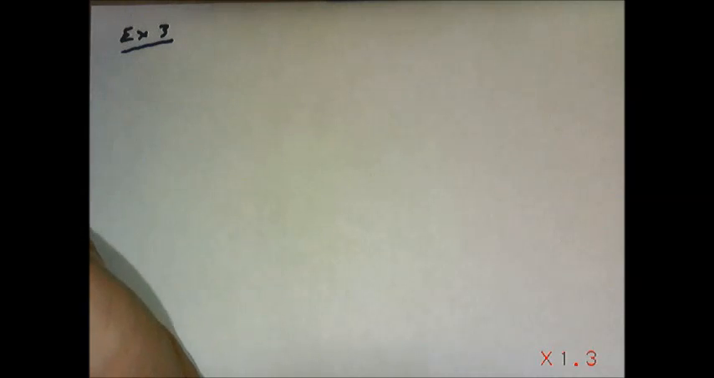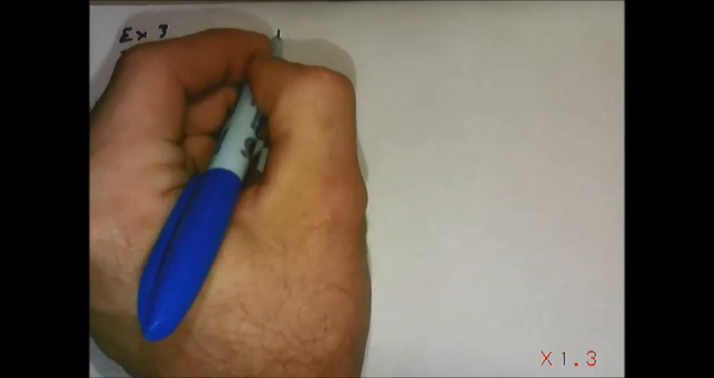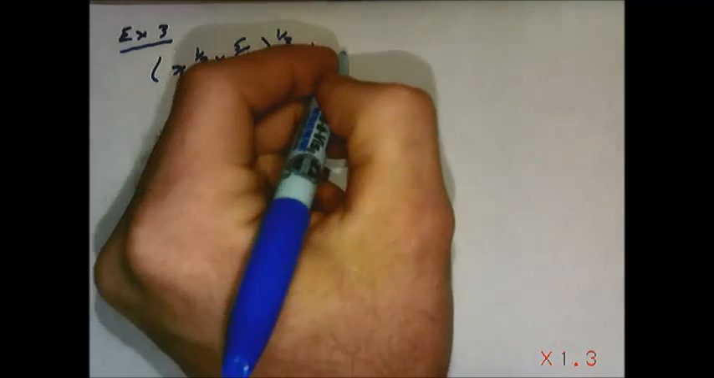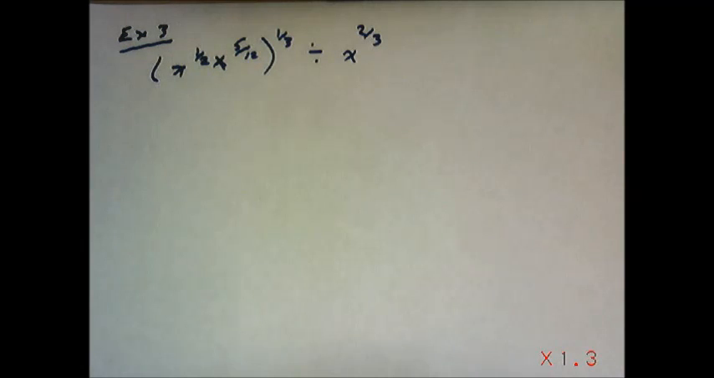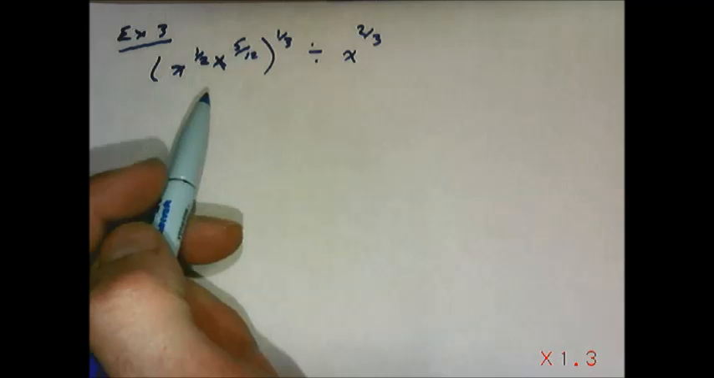In example 3, we're going to get just a little more complicated, like I always like to do. So we have x to the 1/2 times x to the 5/12, all to the 1/3 power. And then we're going to throw this division sign in there, and we're going to take x to the 2/3. So now we've got to use those exponent rules that we learned before. Here we can go ahead and simplify inside this quantity first.